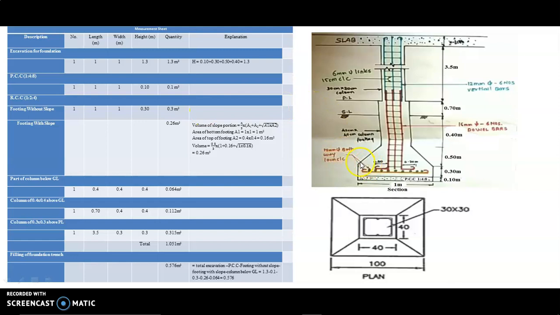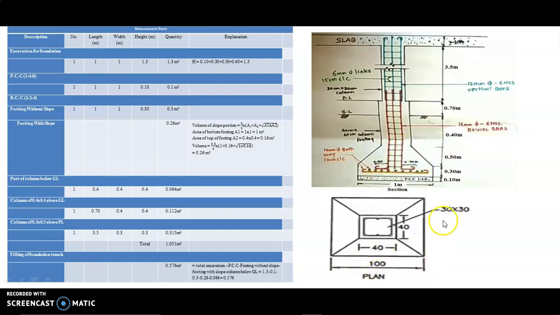Now we have to find this slope part. This looks like a trapezoidal footing. For finding this, we have one formula, and the formula is h upon 3 into a1 plus a2 plus root a1 into a2. So we have to find the area of bottom footing. Here we mention a1 as the area of bottom footing and a2 as the area of top footing.